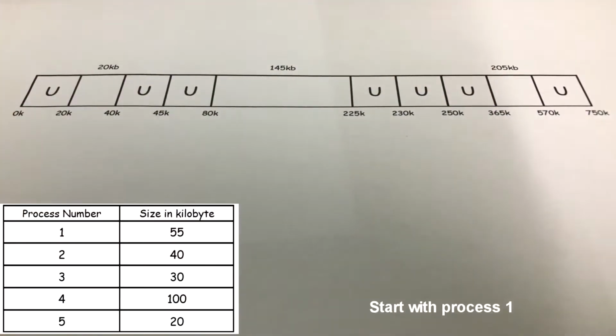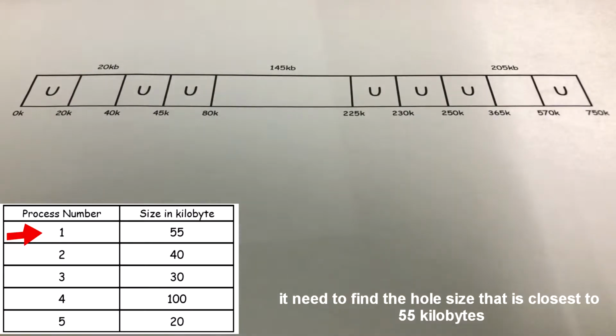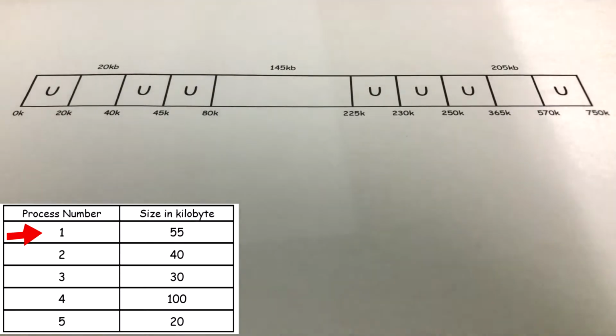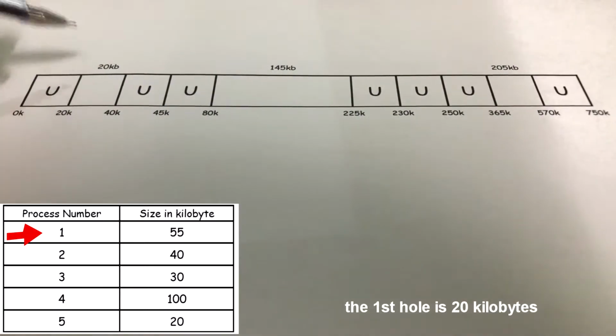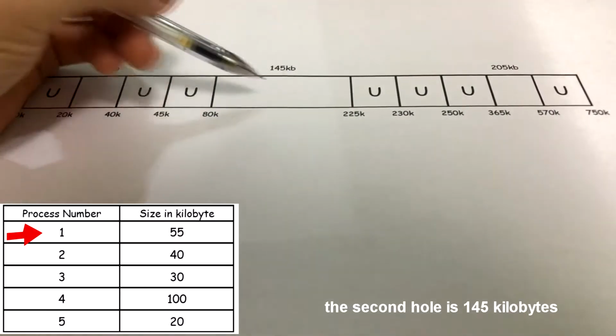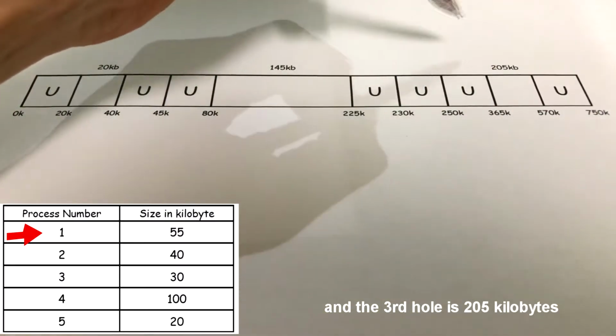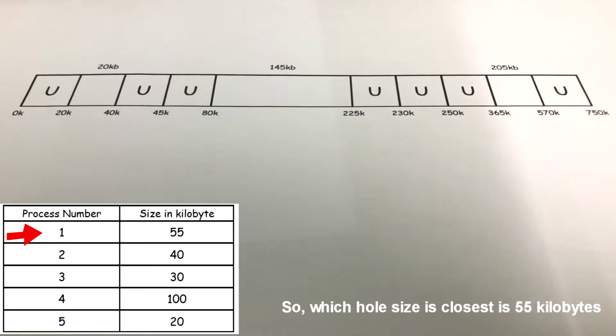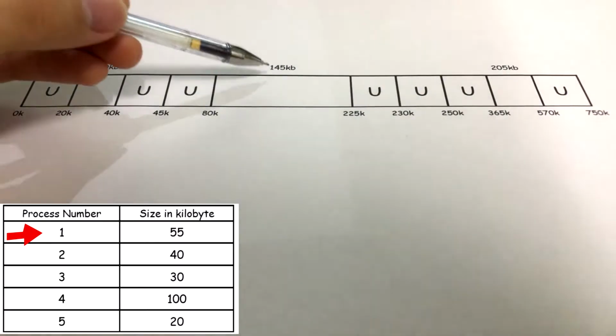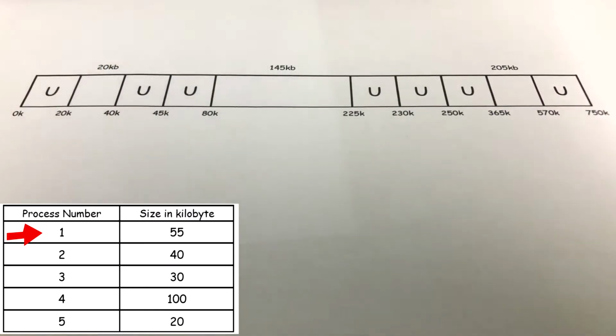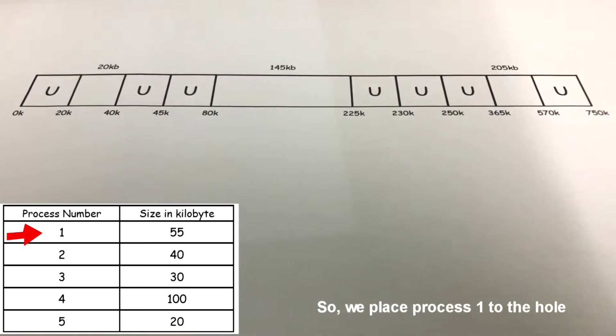Start with process 1. The size is 55 kilobytes. It needs to find the hole size that is closest to 55 kilobytes. The first hole is 20 kilobytes. The second hole is 145 kilobytes. And the third hole is 205 kilobytes. So, which hole size is closest to 55 kilobytes? The second hole. So, we place process 1 in the hole.